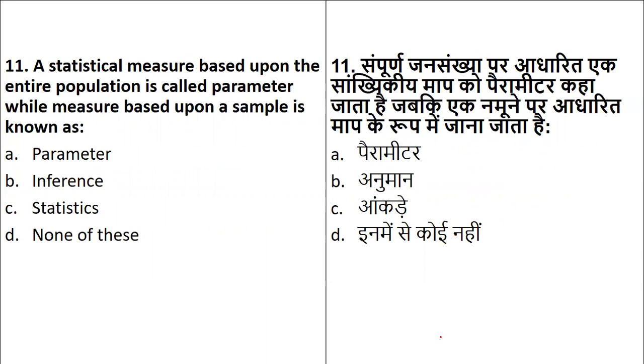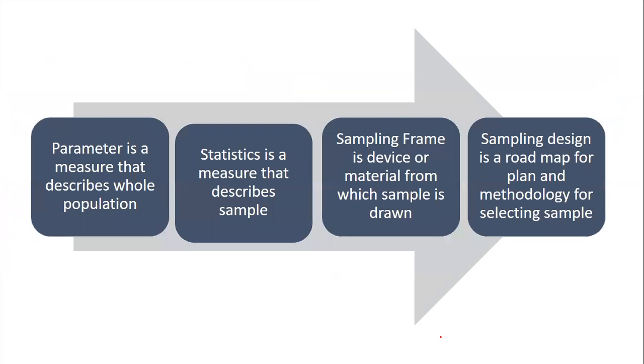So what will the sample be called as? Whether it will be called parameter, inferences, statistics, or none of the above. So from the given list, the right answer is statistics. When we talk about the measurement, if it is population, it is related to parameter. If it is sample, it is related to statistics. So parameter indicates population, statistics indicates sample.